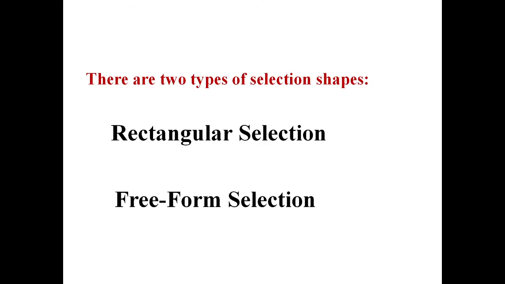There are two types of selection shapes. We can select the pictures using two types of selection shapes. One is rectangular selection and the other is freeform selection. So there are two types of selection shape. Okay, so let us discuss it one by one.